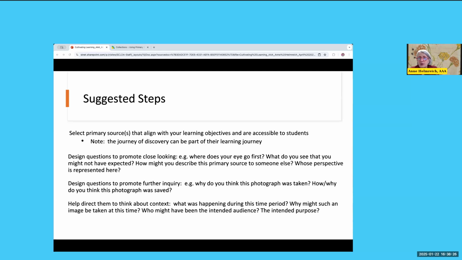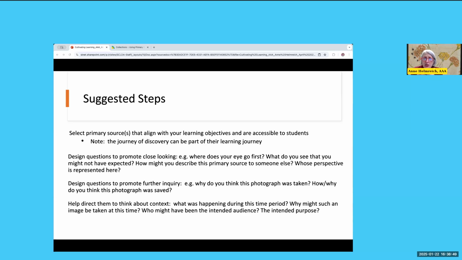What's unusual for you? And the fact, I think some of you are picking up, oh, some are using pencils, some are using paintbrushes. They're not all using the same medium. People's gazes are in different directions. And then, whose perspective, whose point of view is being represented here? And then questions that can help promote further inquiry.